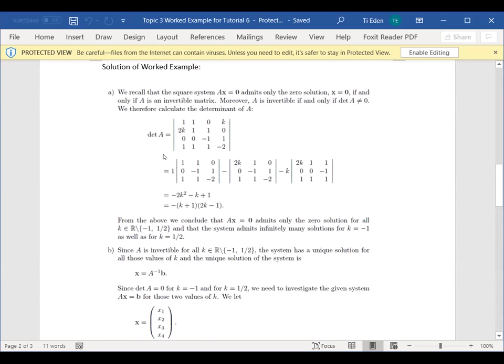So for the first part, you can compute the determinant of A. It is a 4x4 determinant, which is quite troublesome, but you can do it by cofactor expansion. After you calculate the determinant, you will find a quadratic equation in k, which is negative k plus 1 multiplied by 2k minus 1. Then you know that if k does not equal negative 1 or half, then the determinant of A is not 0. If it's not 0, then the solution is unique. Since 0 must be a solution, 0 is the unique solution, so the system admits only the trivial solution.